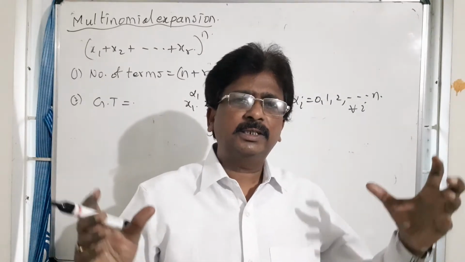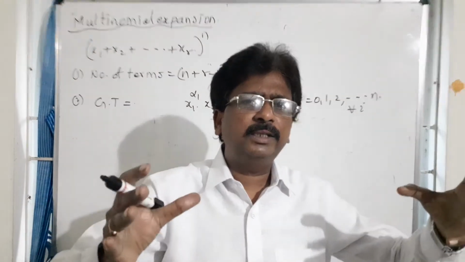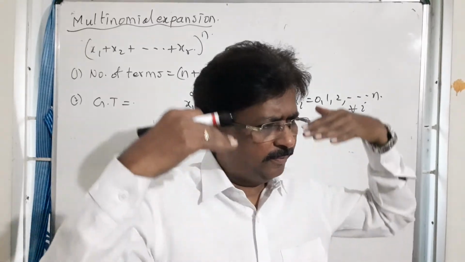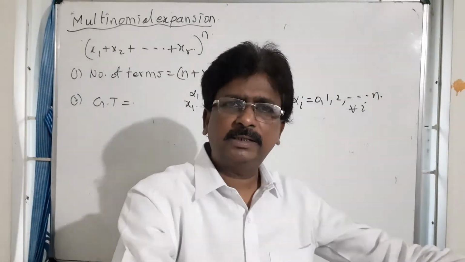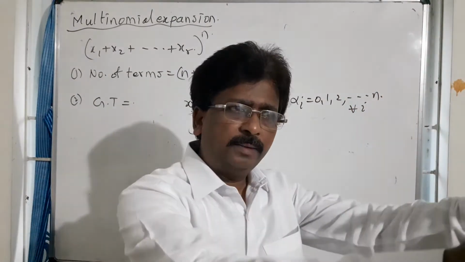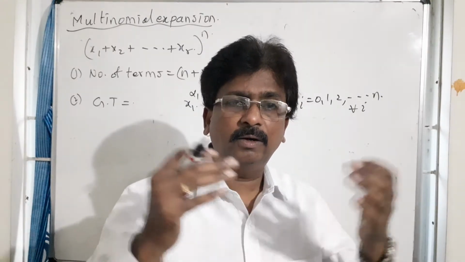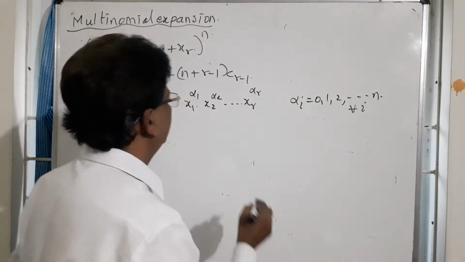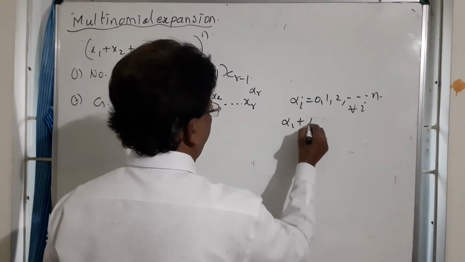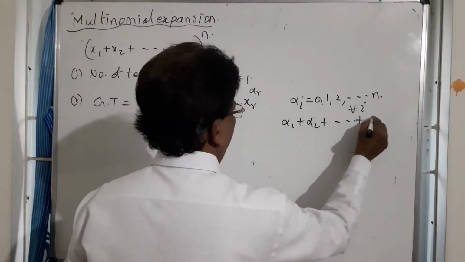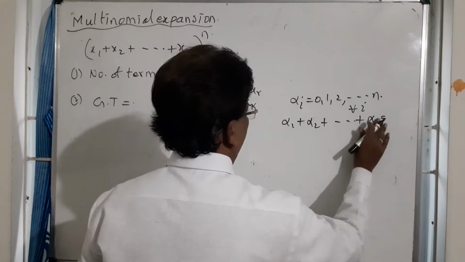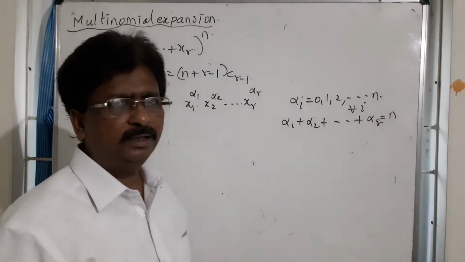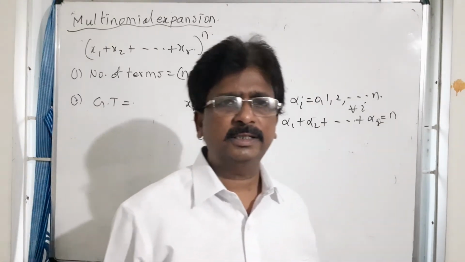And the sum of all the given things, how much? We have n things, and we have given all the things to our persons. Let us collect them all. Now how many things will come here? n things. Therefore, alpha 1 plus alpha 2 and so on up to alpha r is equal to n. Okay, this is one condition to write the general term in this expansion.